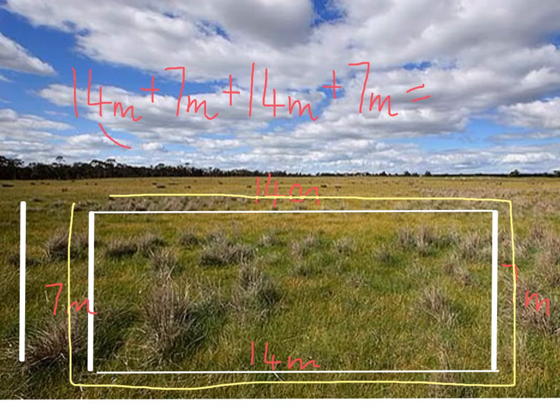So I know 14 add 7, that is 21. And then I've got 21 and I'm going to add that to 14, which is 35. And I'm going to add 35 to 7, and 35 add 7 is 42 metres. So that farmer needs to buy 42 metres of fencing to create this enclosure.